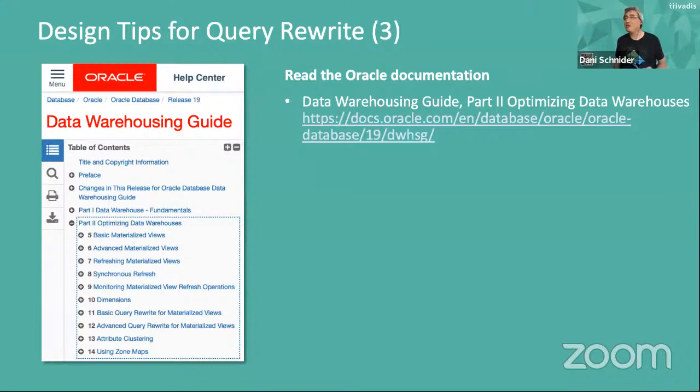I know that all of you, and also me, we are always looking to the Oracle documentation when we have a particular problem and search for a solution. But before you ask a question on Stack Overflow or things like that, a lot of questions can be answered when you carefully look at the documentation, and especially in the data warehousing guide. In part 2, called optimizing data warehouses, there are several chapters about materialized views and query rewrite, and that's really something that is very nice to read.